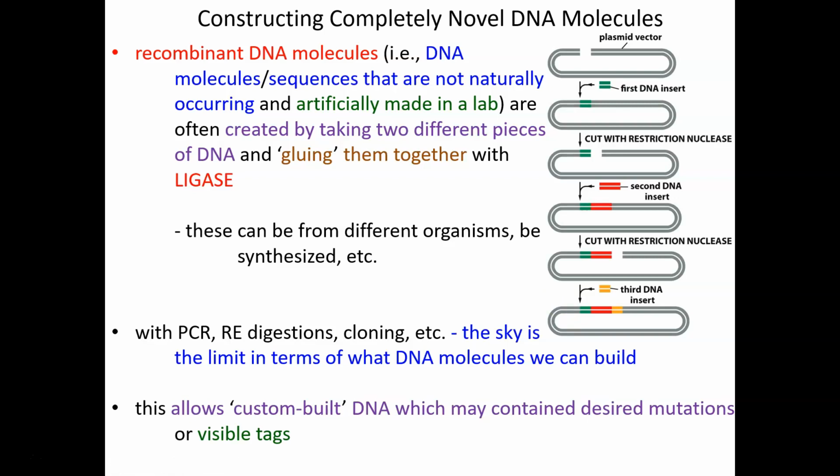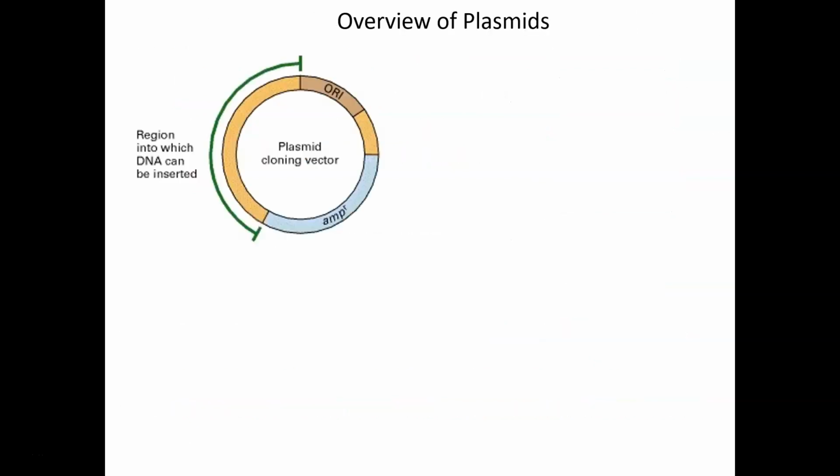So doing this allows us to custom build DNA that can contain whatever DNA properties we wish to study or manipulate. So perhaps it contains desired mutations. We want to study the effects of those mutations in a model organism, such as yeast or mouse. Maybe we add visible tags to the ultimate protein that this recombinant gene will express. Maybe we make this protein more detectable in some other assay. So again, we can think very, very big and create whatever DNA molecule and presumably whatever protein, if that DNA molecule is an expressible gene, that we wish for our experimental purposes.